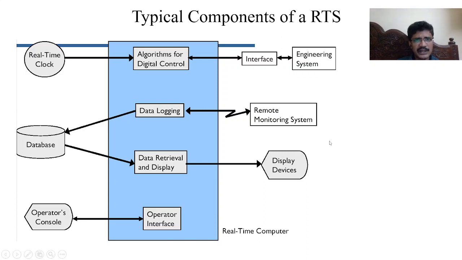So these are the typical components of real-time systems: the algorithms, the digital algorithms, the real-time clock, the interface engineering system. This is the database, which is used for data logging or data retrieval, a remote monitoring system, display devices, the operator's console and operator interface.